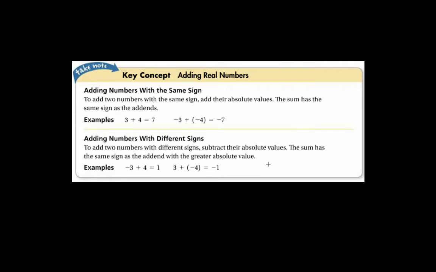Here's why. Using this definition, the absolute value of 3 is 3. The absolute value of negative 4 is 4. 3 minus 4 equals negative 1. Just to double check, in our two addends, the greater absolute value is 4. So the addend, negative 4, is negative, so our answer should have a negative sign on it.